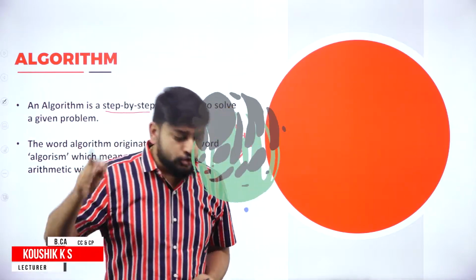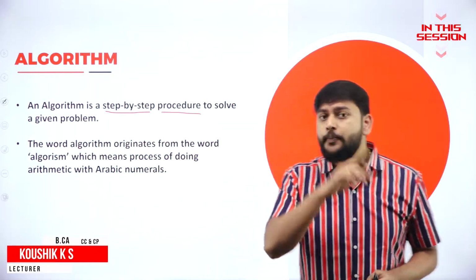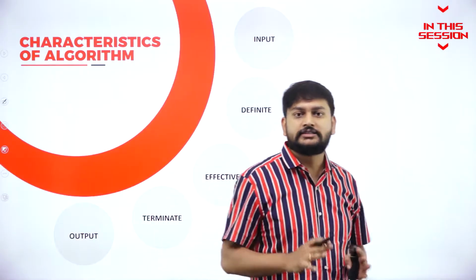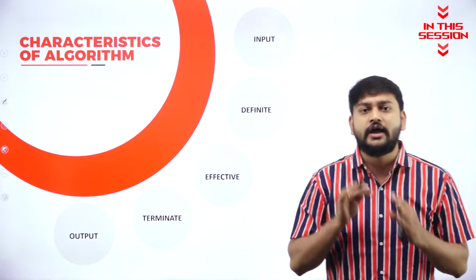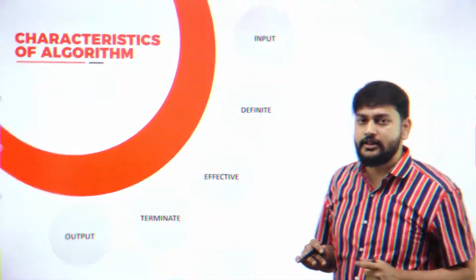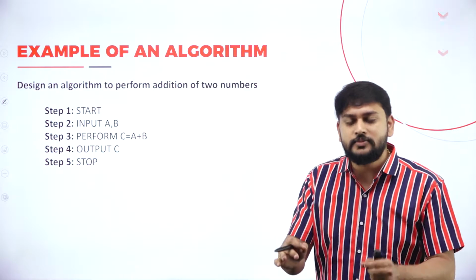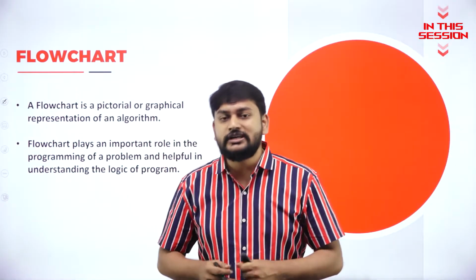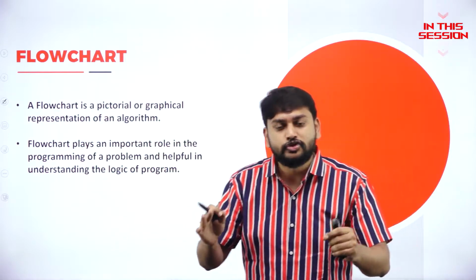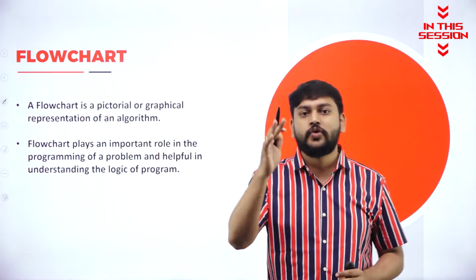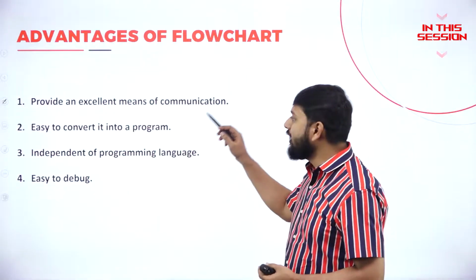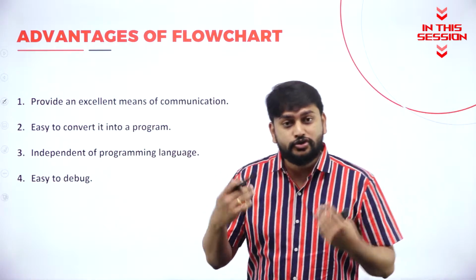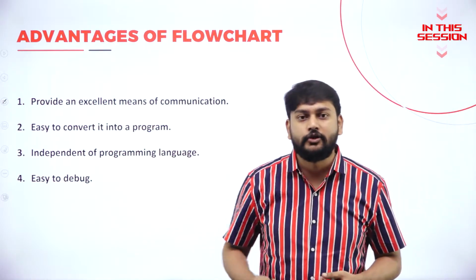Step by step you are solving a given problem. That's what I will call an algorithm. What are its behavior, characteristics, and properties? What should I have in the algorithm? I'm just trying to write an algorithm to perform the addition of two numbers. If you represent the algorithm in a pictorial form, that is what I will call a flowchart. It provides an excellent means of communication; a flowchart helps us communicate what exactly we are trying to communicate.